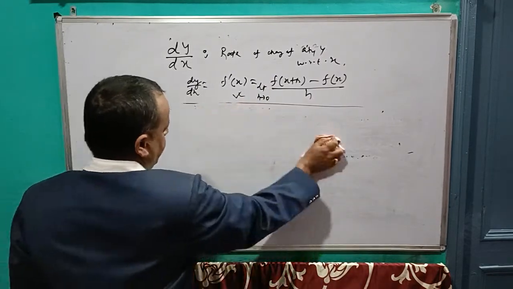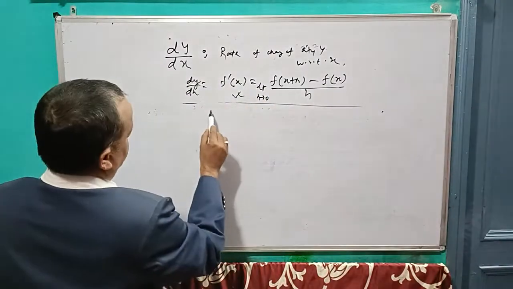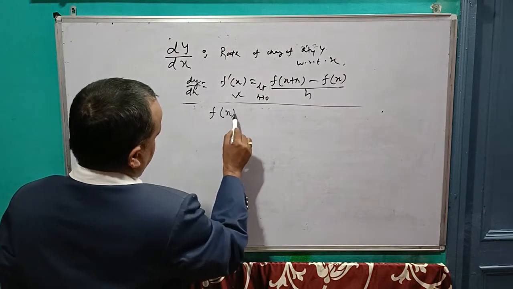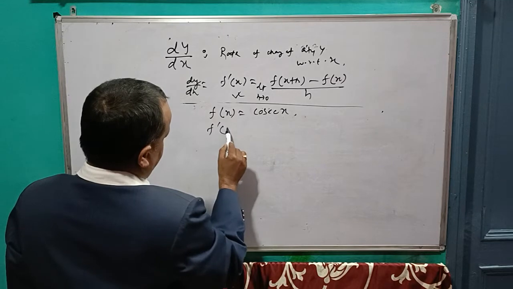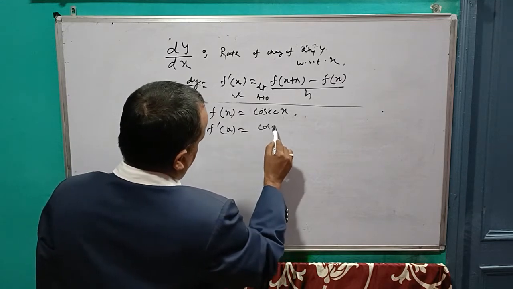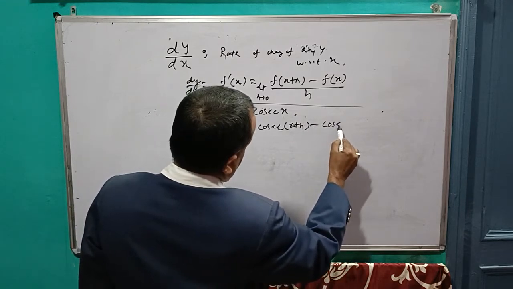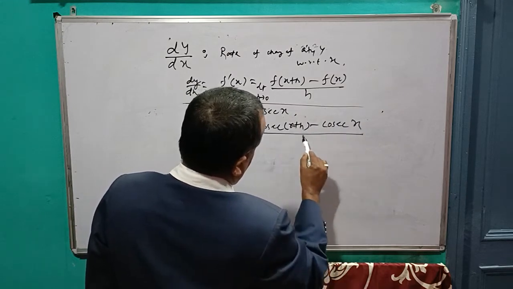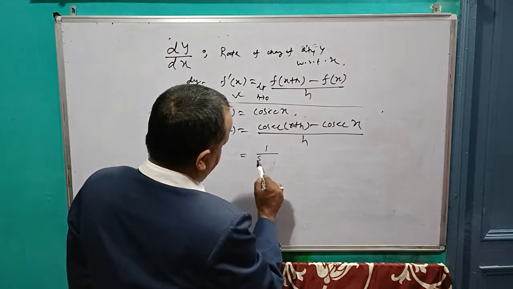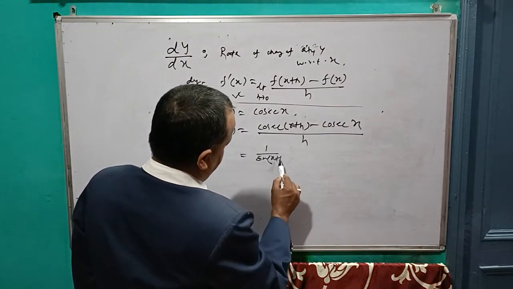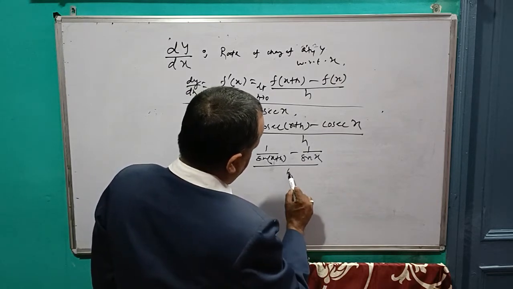You go for the derivative of cosec x. f(x) is cosec x, so f'(x) is the limit as h tends to 0 of cosec(x+h) minus cosec x, upon h. Again, what we'll do is make it in terms of sine. This is 1 upon sine(x+h) minus 1 upon sine x, upon h.